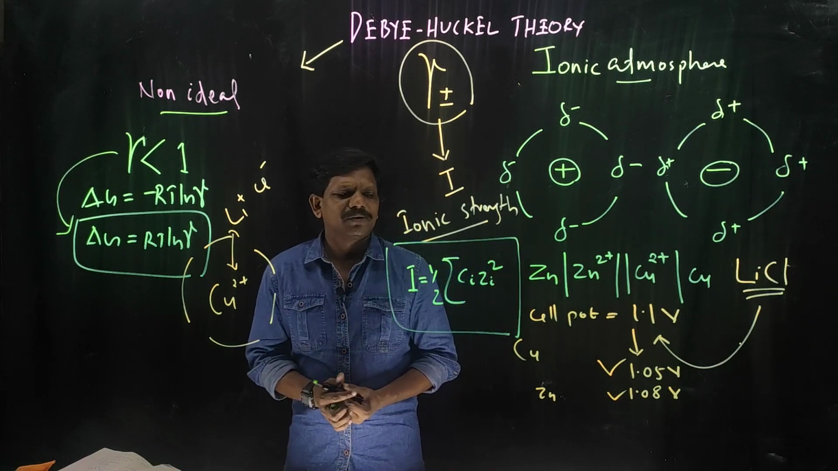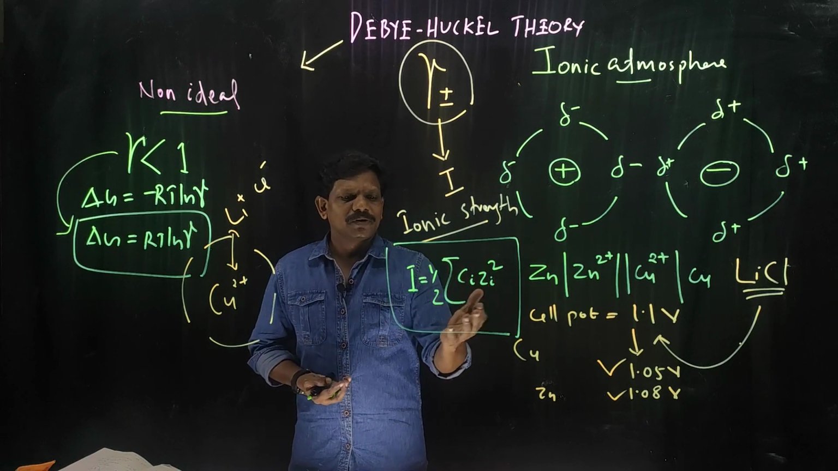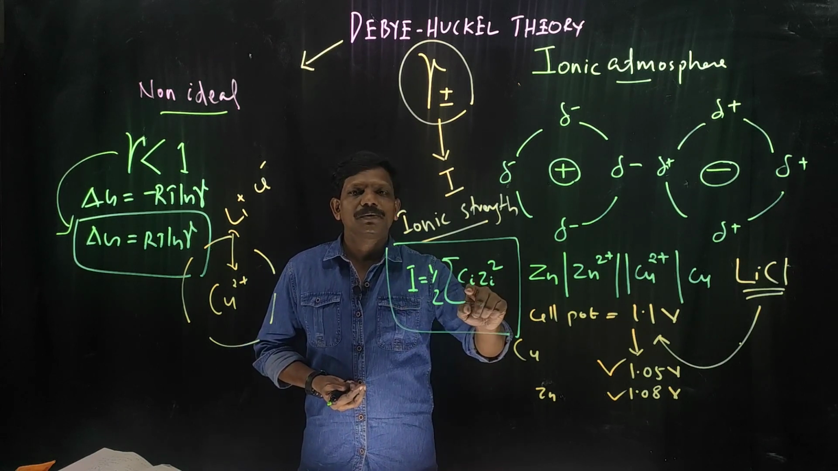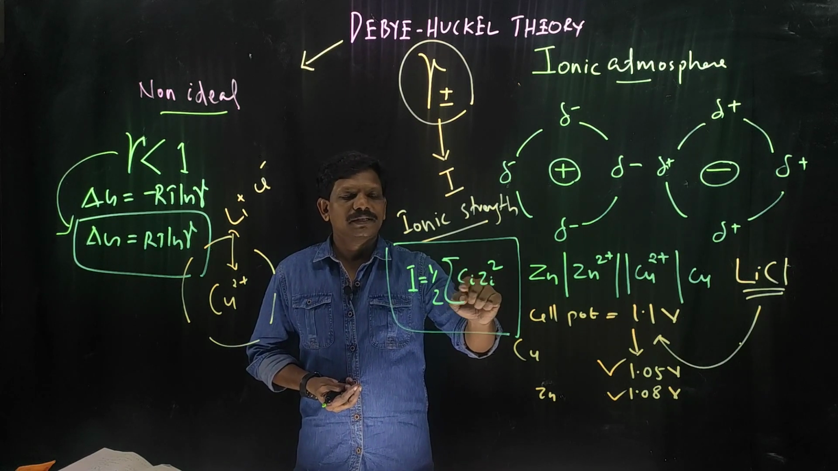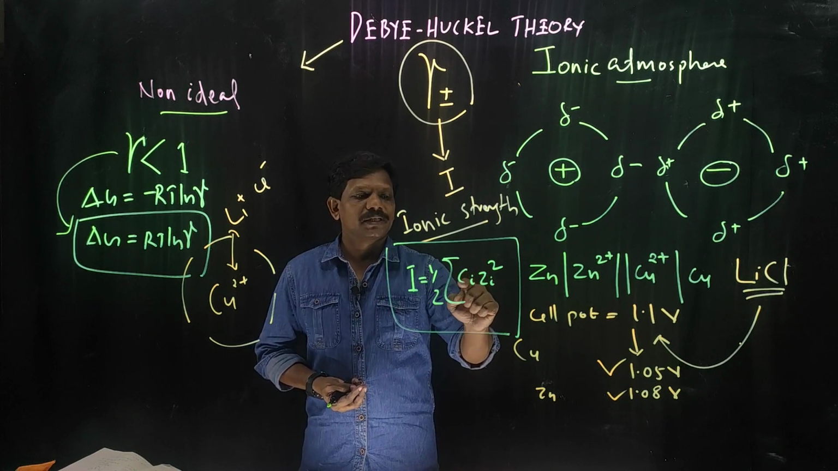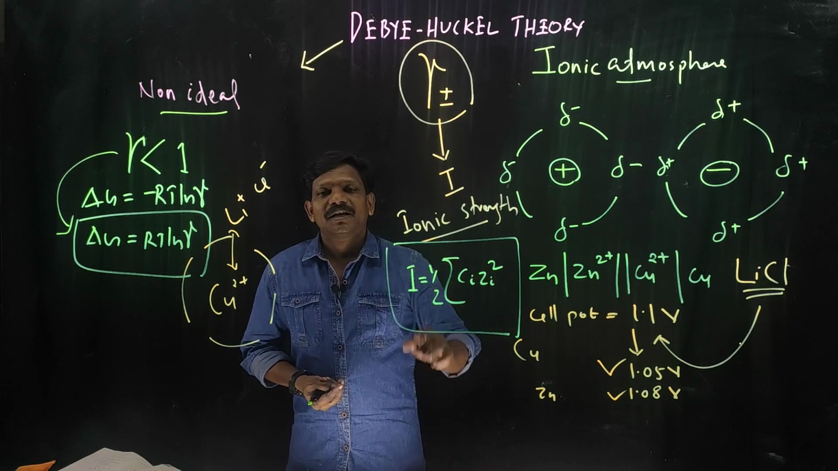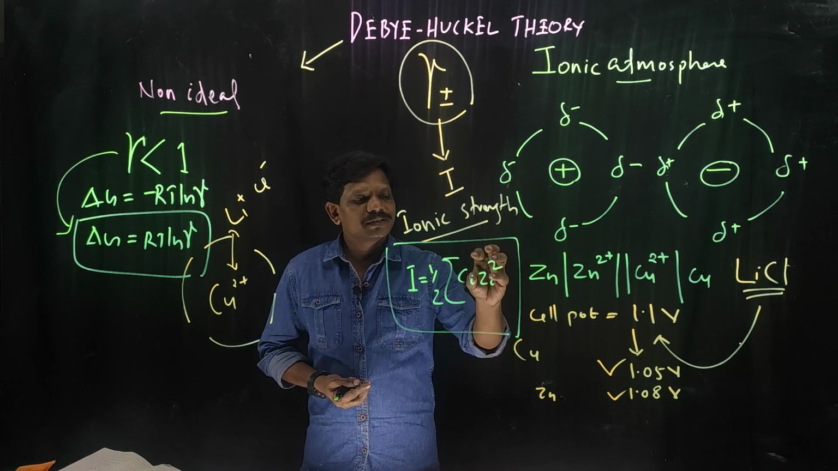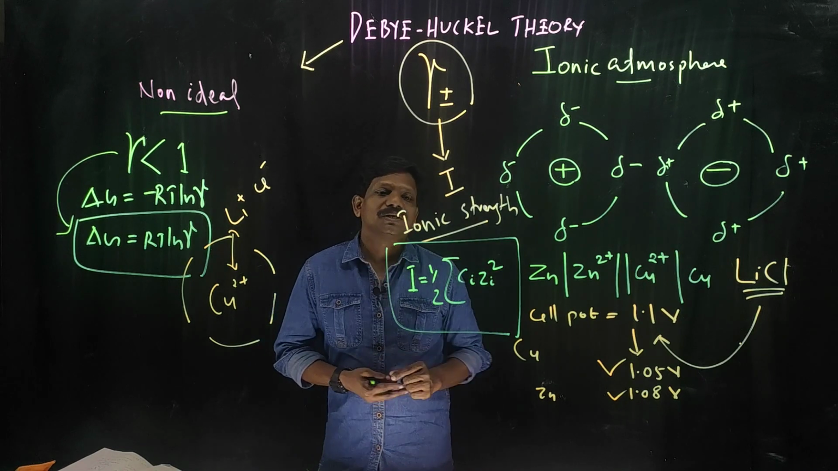So what are the terms? I am not explaining in detail because we already discussed. Ionic strength I is equal to the concentration C, and Z is its charge. So you have to emphasize the charge also.